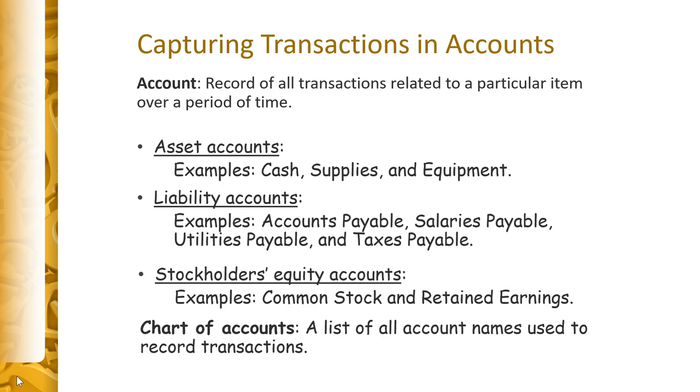Remember, assets and liabilities are categories. Stockholders' equity is a category. Now, what would be included in stockholders' equity? Two examples would be common stock and retained earnings, but also dividends. Now, a chart of accounts is a list of all the account names used to record transactions for your company. Every company has a different chart of accounts, depending on the count of transactions that they have.